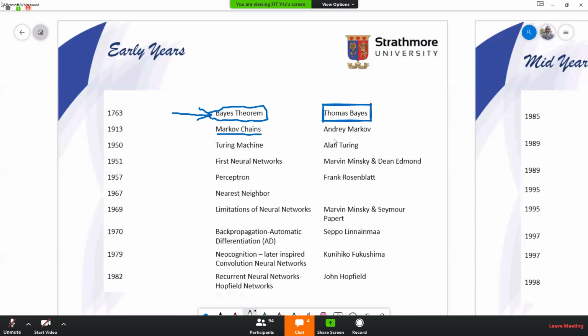Then Markovian chains. Andrei Markov is a Russian mathematician, and we are going to use Markov chains for a lot. Alan Turing, the father of modern day AI, an English scientist, Turing machine. First neural networks in the 50s. Marvin Minsky, a very famous name of AI. In fact, these are the guys who started AI and coined the term AI, and Dean Edmond, who is actually my relative, I think so. Then the perceptron, etc. So go through these major inventions.